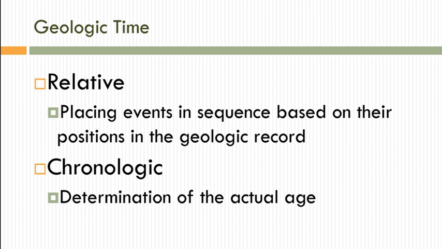And there are two ways to do it. We talked about this when we talked about fossils. There's relative time, which is placing events in sequence, right? And then there's chronologic order, and that is where you determine the actual age of something or the actual time of a particular event.